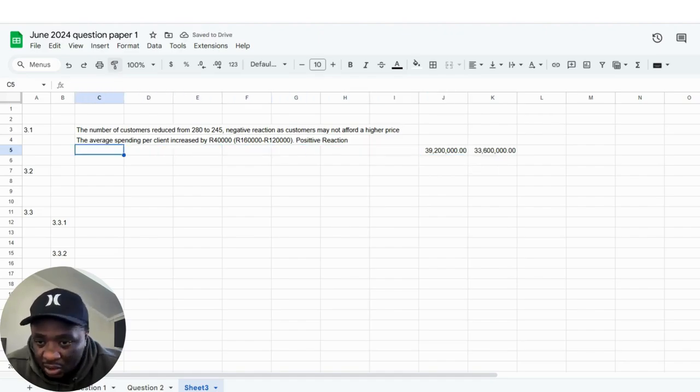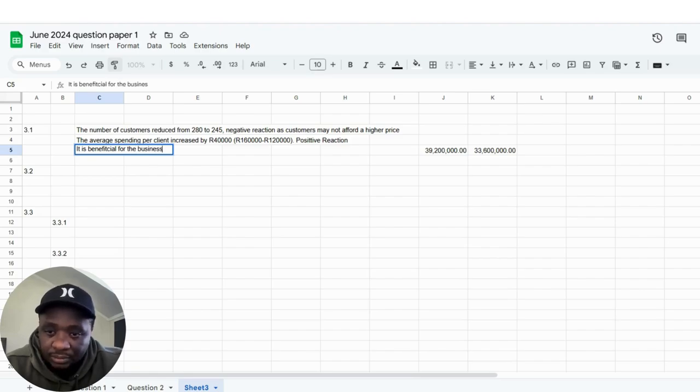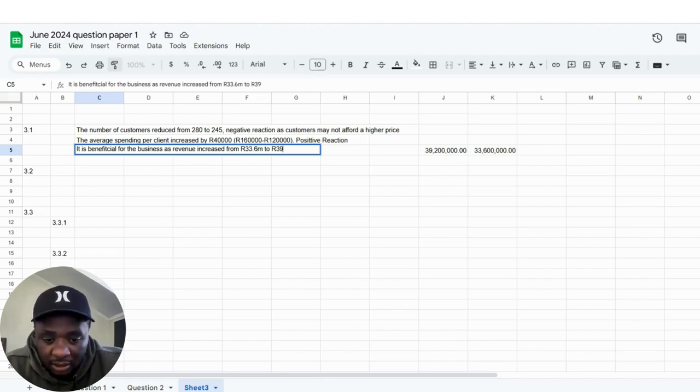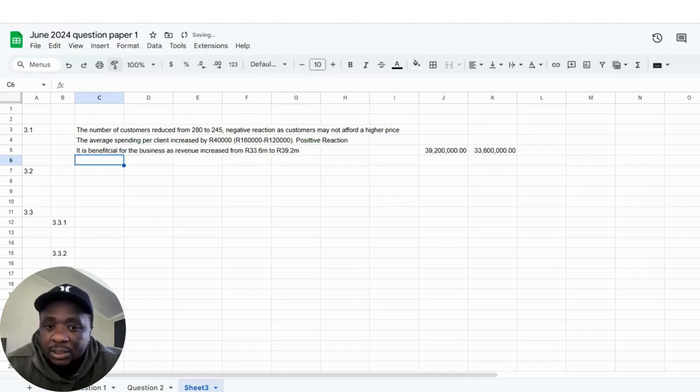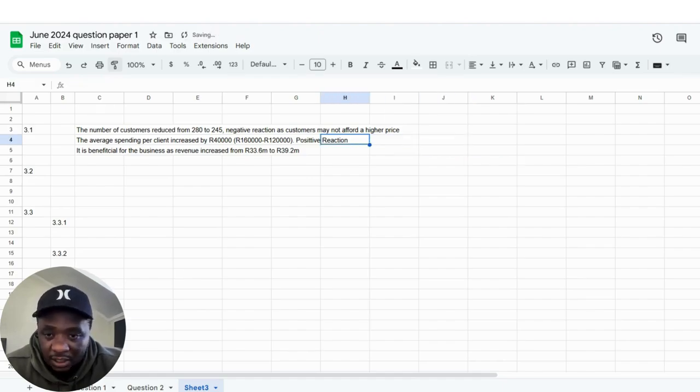39.2 million. Okay, so the comment would then be: it is beneficial for the business as revenue increased from 33.6 million to 39.2 million. Okay, cool. So this doesn't need to be here, but it was just for the sake of calculation.